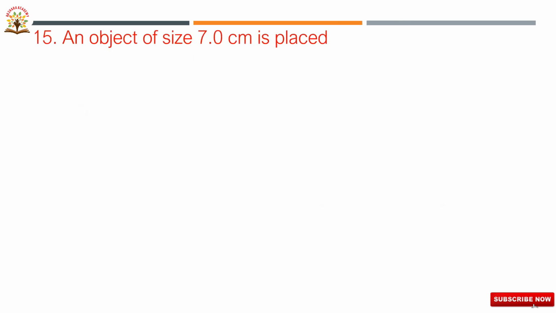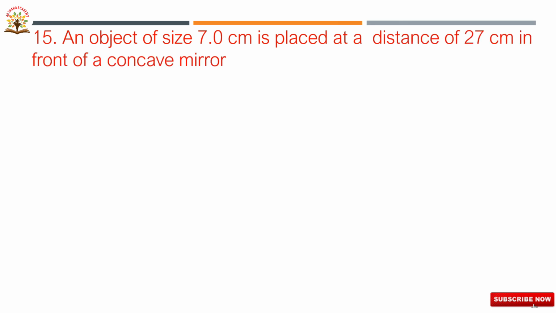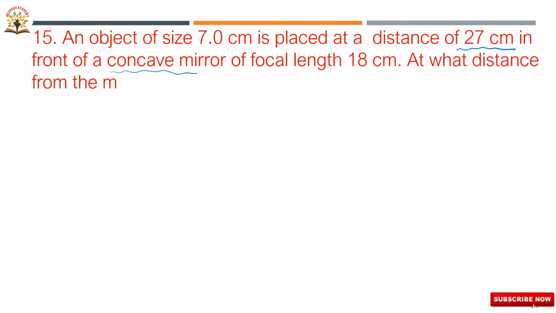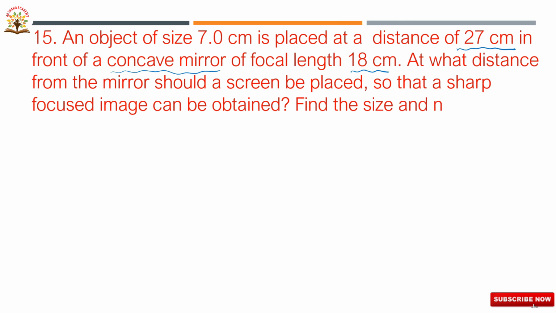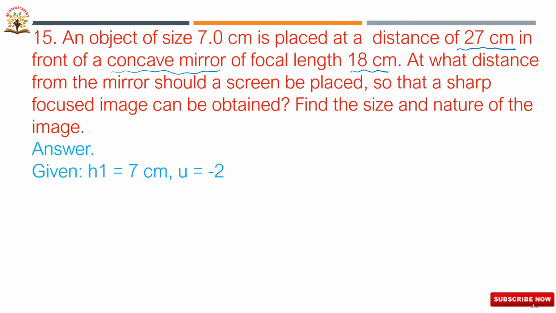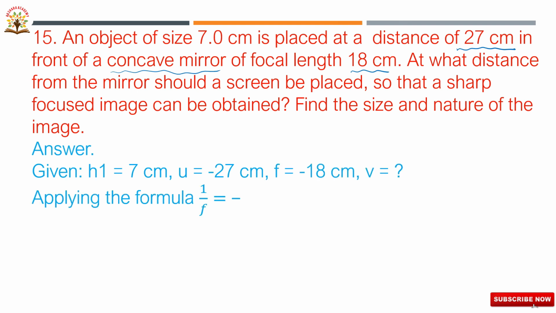An object of size 7 centimeters is placed at a distance of 27 centimeters in front of a concave mirror of focal length 18 centimeters. At what distance from the mirror should a screen be placed so that a sharp focused image can be obtained? Find the size and nature of the image. Now let us go to the solution. h1 is given as 7 centimeters and u is given as minus 27 centimeters.